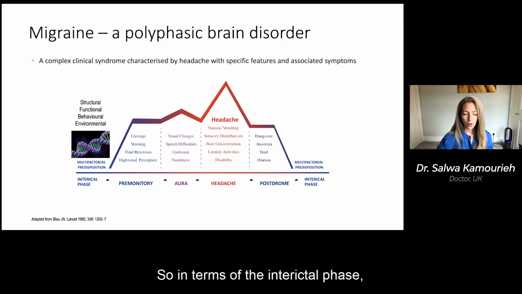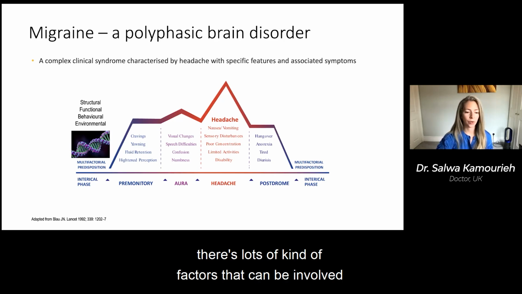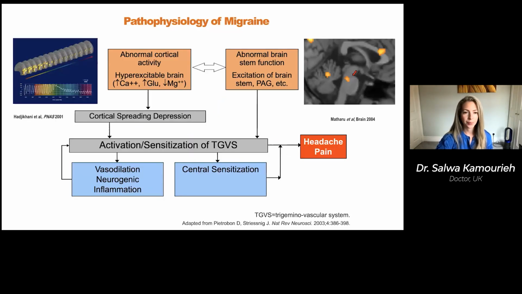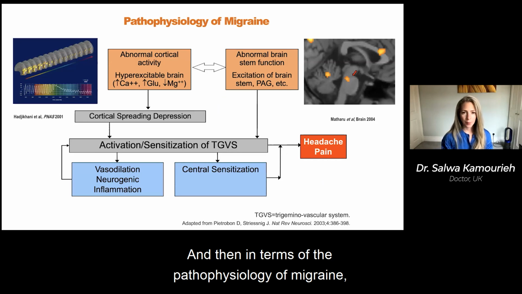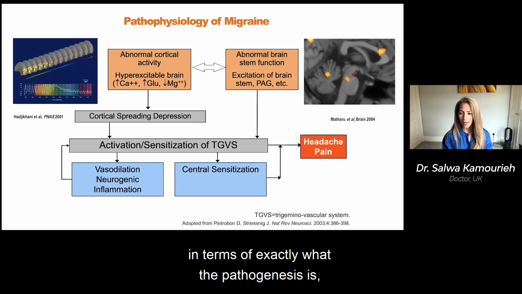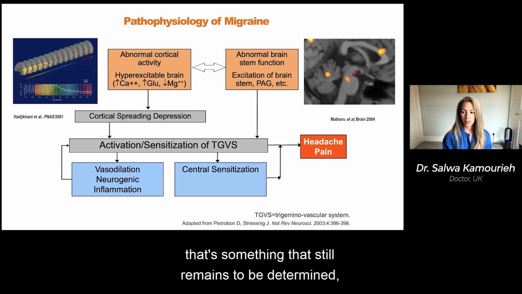So in terms of the interictal phase, there's lots of factors that can be involved, including structural, functional, behavioral, as well as environmental factors. And then in terms of the pathophysiology of migraine, well, that's something that we're still not 100% sure on in terms of exactly what the pathogenesis is. That's something that still remains to be determined.